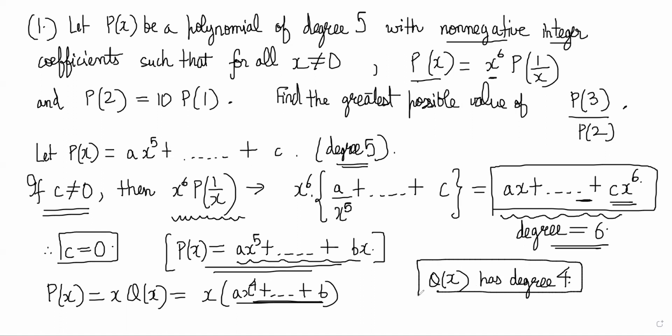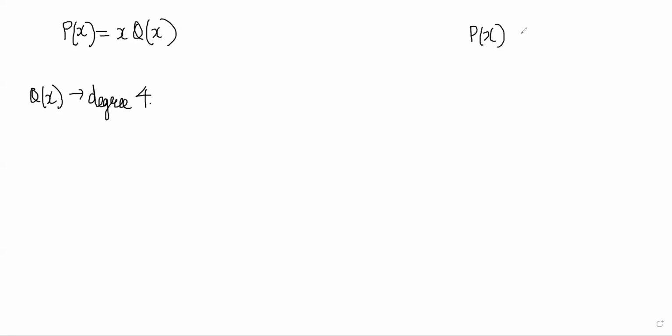So what we are saying is p of x can be written as x times q of x, where q of x has degree 4, right? Great. Let's go on to the next screen and we'll try to work it out. So we are getting p of x is equal to x times q of x. Q of x has degree 4, and we already know that p of x is equal to x power 6 p of 1 by x, right?